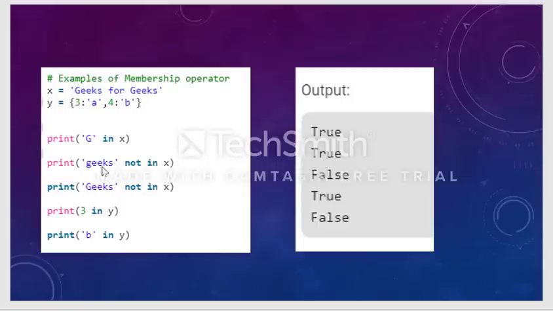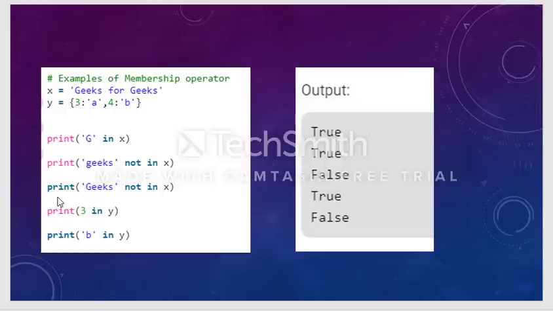Once again, I am checking whether the word geeks is available in variable x or not. Most people might say that it is there. But what I am telling you is that the geeks in x starts with an uppercase letter, which is different from the lowercase one. I want to check a geeks word which starts with a lowercase letter. Is it there in x? No, it is not there. So I am checking not in x, so it is True.